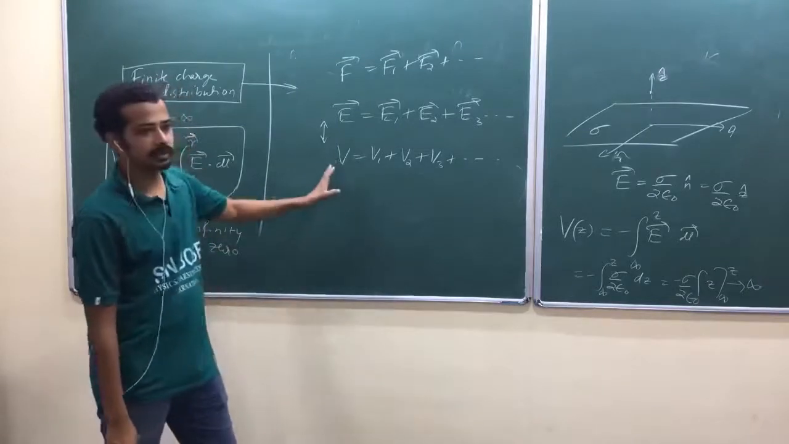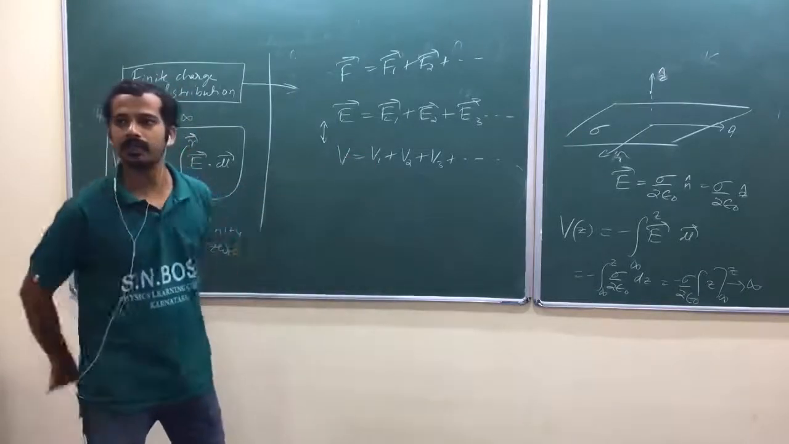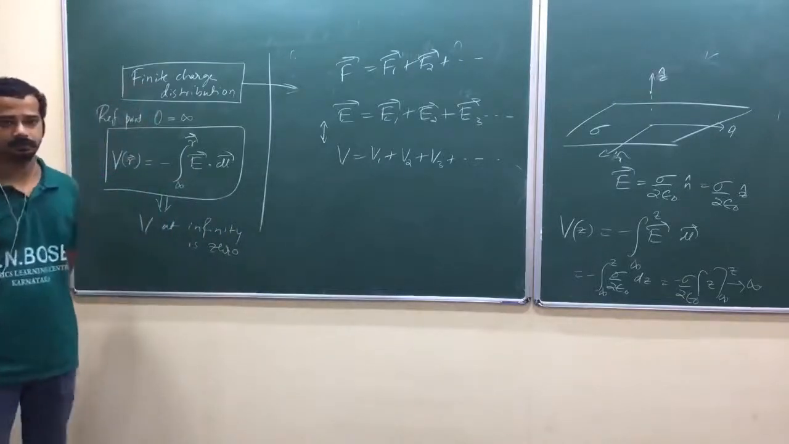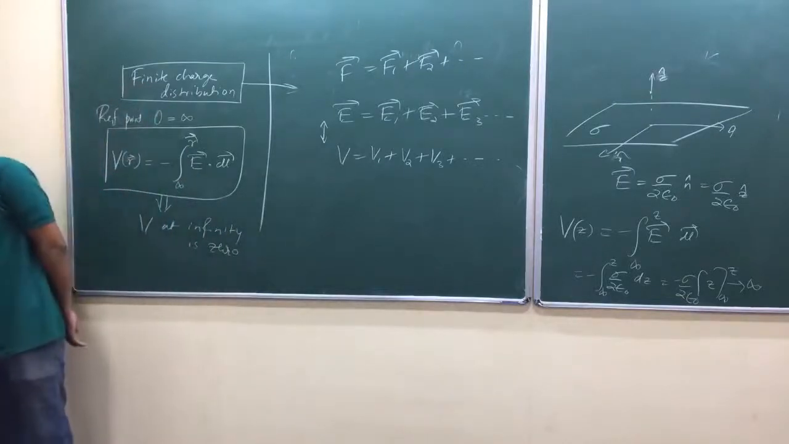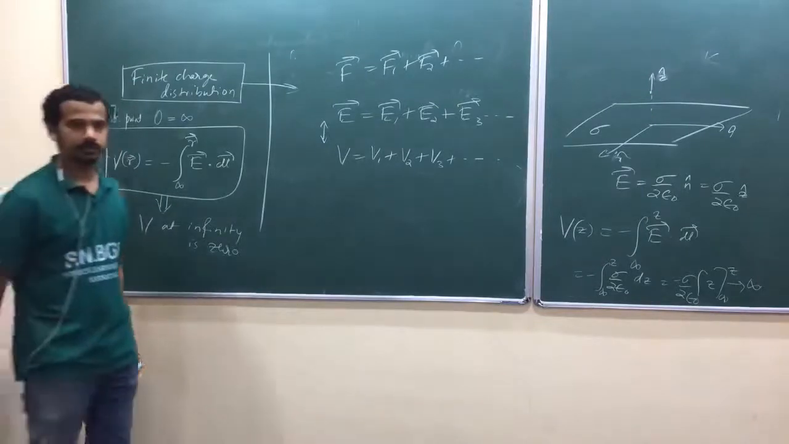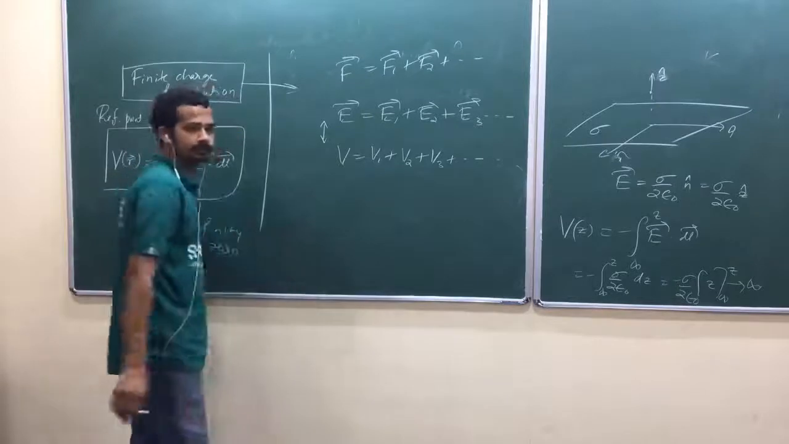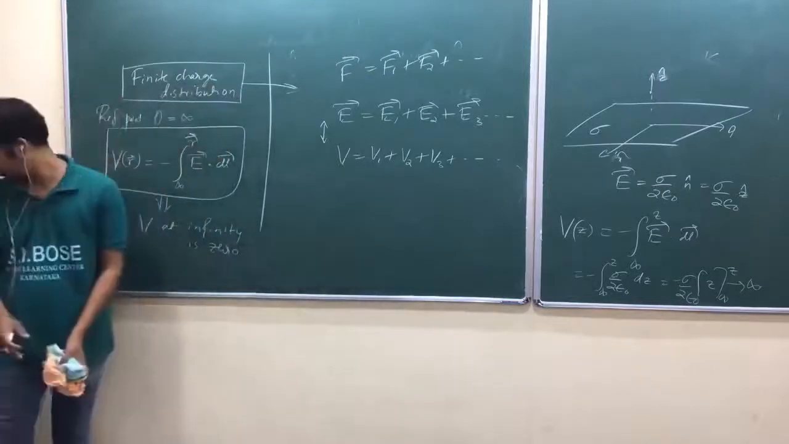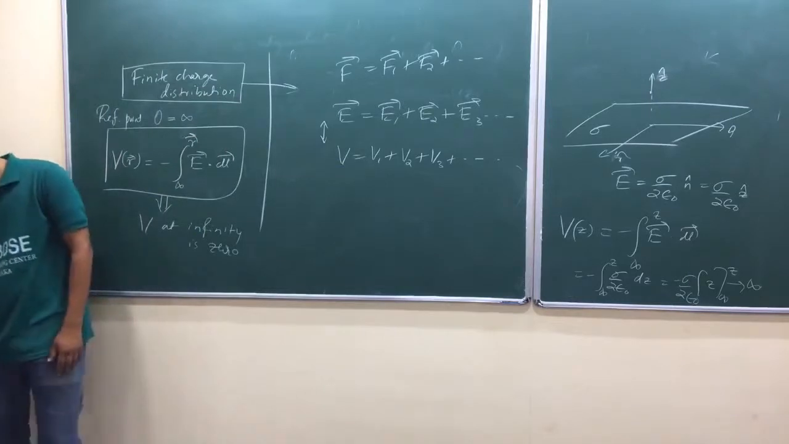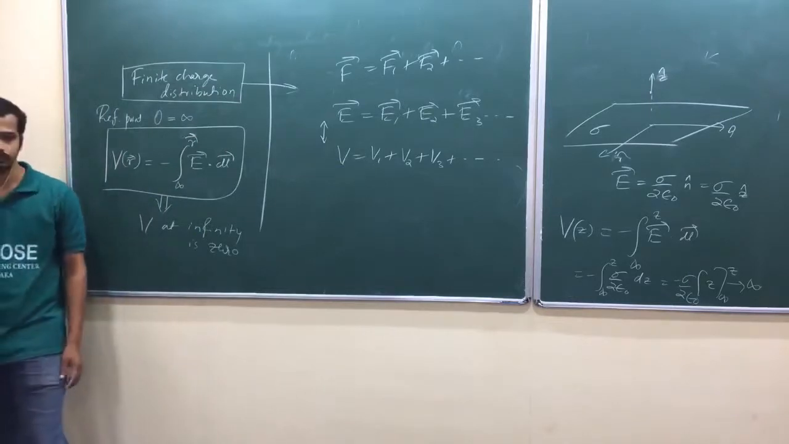But look at the advantage. Now we can add like a scalar. It is a scalar, so that's why addition will be very easy. Okay, the last one is the unit of potential. What is the unit of potential? Volt. The unit of potential is volt, and I think you can also define it as joule per coulomb.